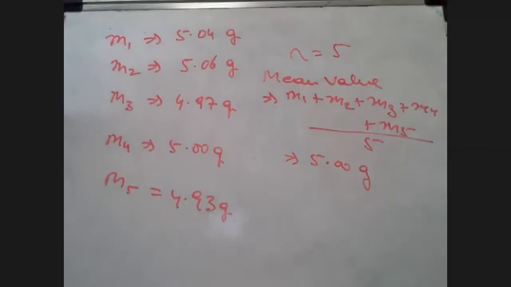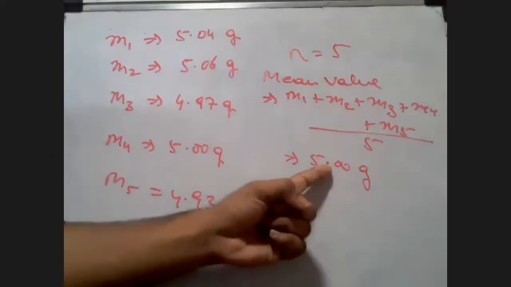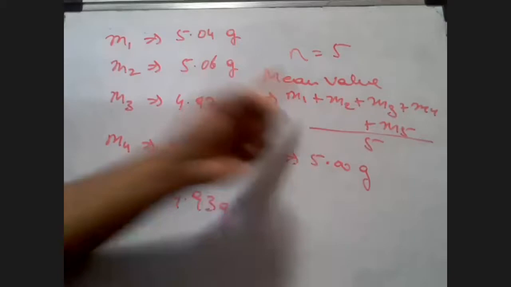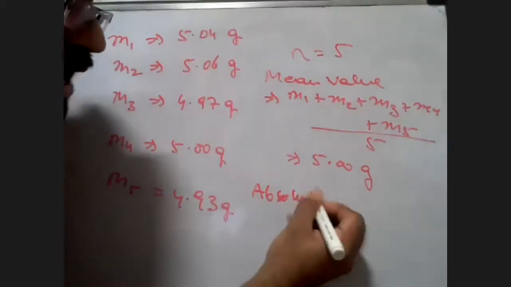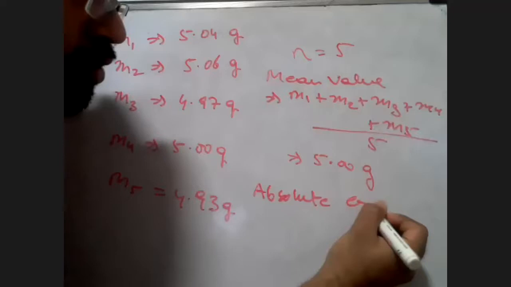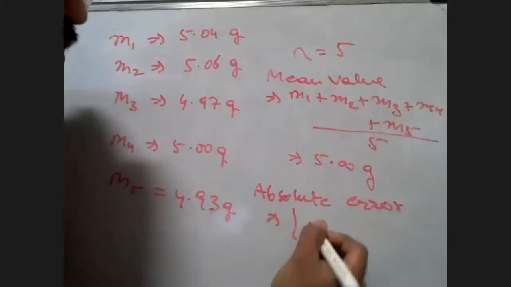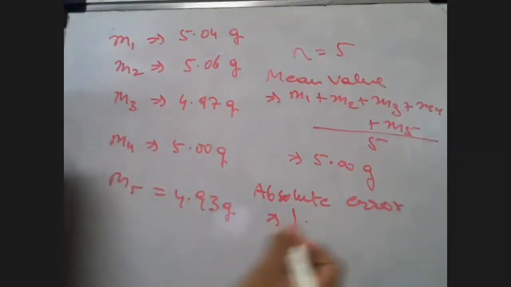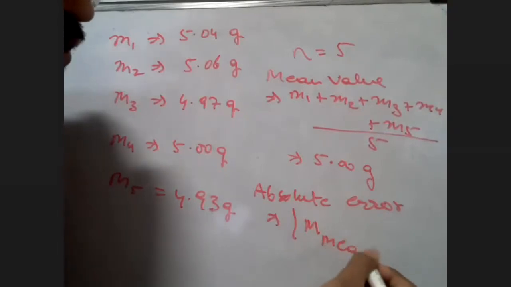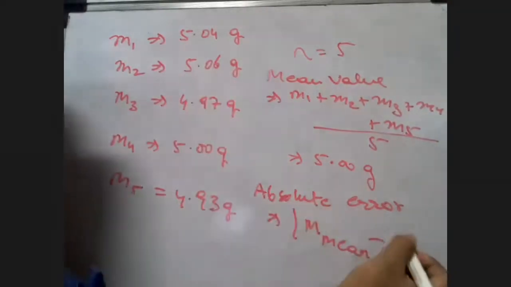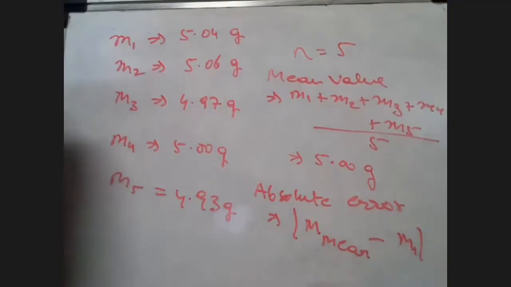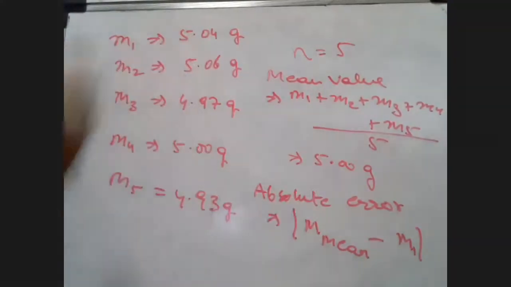Next thing it is asking is the absolute error. So absolute error means what, students? First write down the formula. Absolute error is the modulus of M mean minus M. Let's say M1. So M mean 5.00 minus 5.04. How much is the difference?